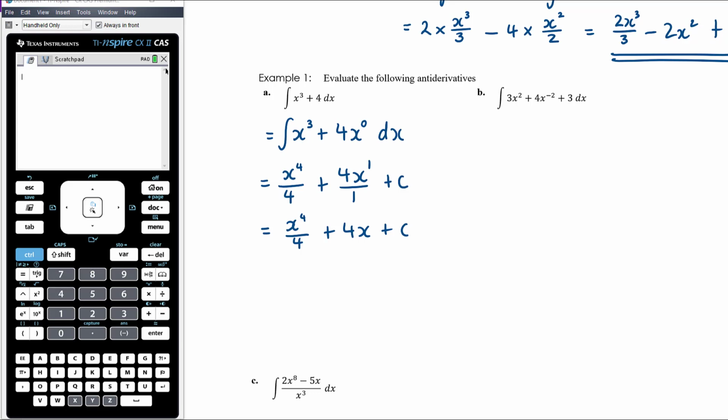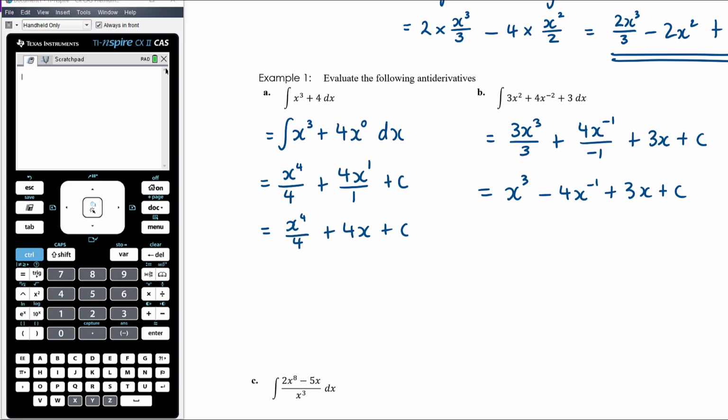Okay, part B. So the antiderivative of 3x squared, so I'm going to add 1 to the power, which becomes 3, divide by that new power, plus 4x to the -2, we're adding 1 to that power, which -2 plus 1 is -1, divide by that new power, and then 3 will become 3x, and then we've also got plus c. And let's just tidy up our fractions, so that's just x cubed, this is now minus 4x to the minus 1, plus 3x plus c. You can write 4x to the minus 1 as 4 on x if you'd prefer. Perfectly fine either way. Okay, part C.